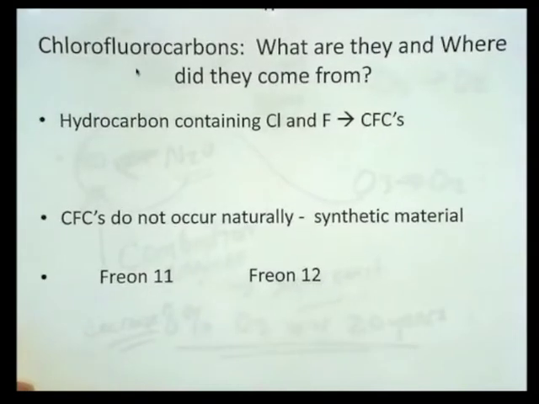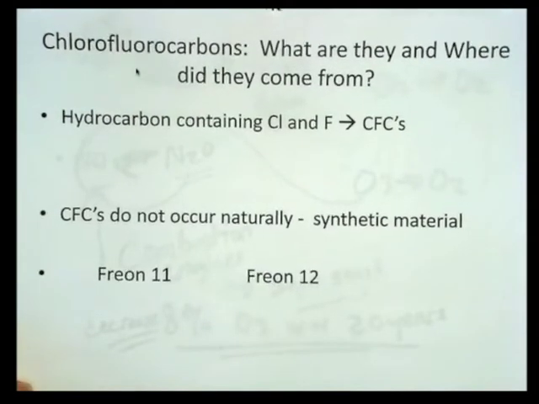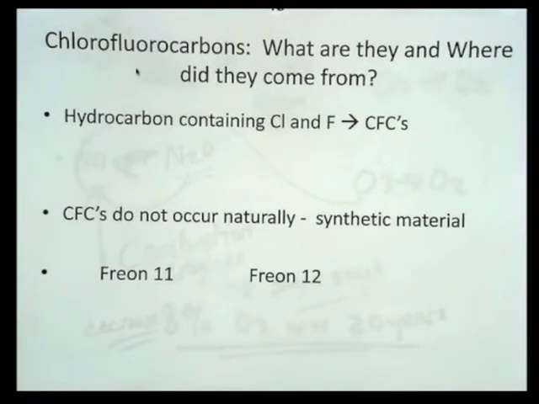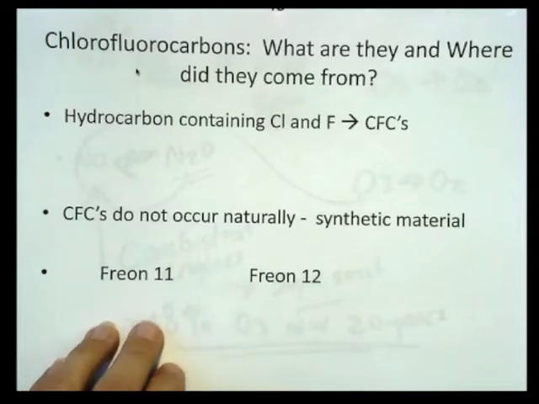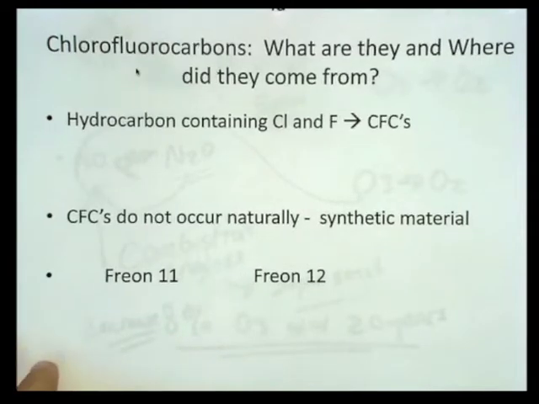As it turned out, it's actually a man-made substance called a chlorofluorocarbon that has been introduced into the environment, and these chlorofluorocarbons, if you do the modeling and do the chemistry, can account for the decrease in the ozone concentration. So what are they and where did they come from?